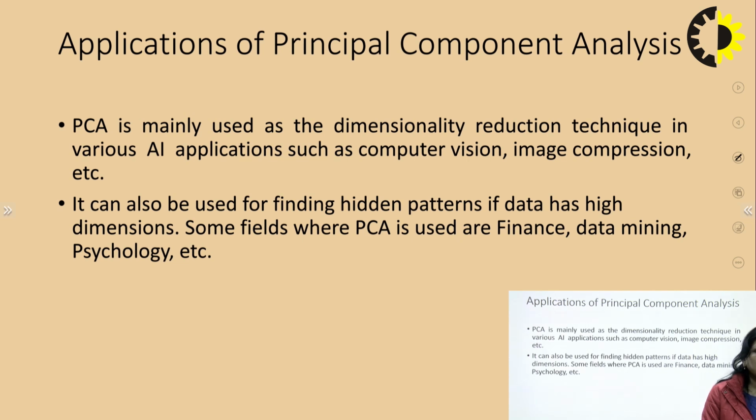So what are the applications of principal component analysis? Basically PCA is used as a dimensionality reduction technique in various AI applications such as computer vision, image compression, etc. It can also be used for finding hidden patterns if data is high dimensional. Some fields where PCA is used are finance, data mining, psychology, etc.